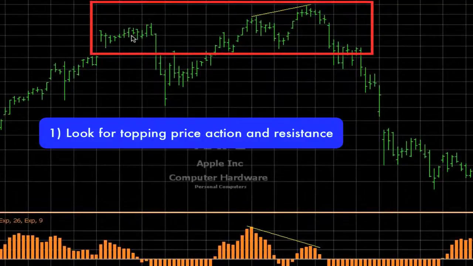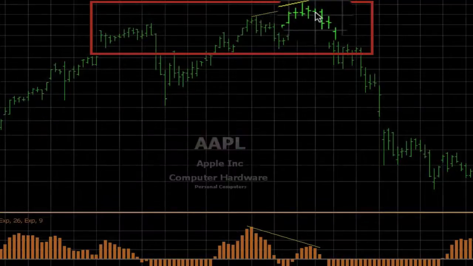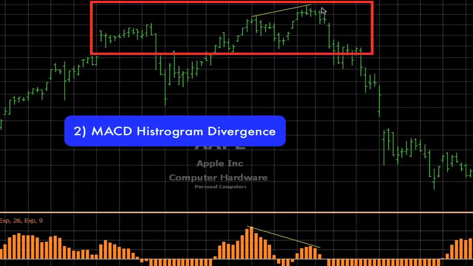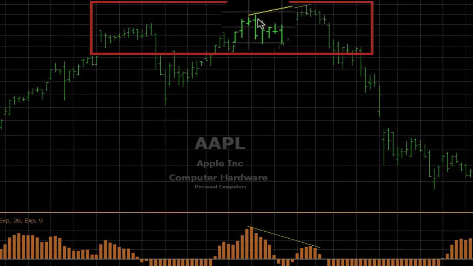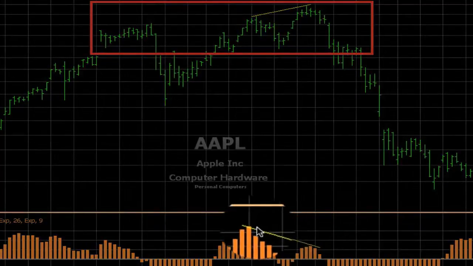First, I see that I got 1, 2, and 3 almost equal highs. So I can see that there is some sort of resistance up here, adding extra evidence to my trade. Second, I look for MACD histogram divergence. I see that price makes a higher high compared to the old high, and the histogram makes a lower high compared to the old high.